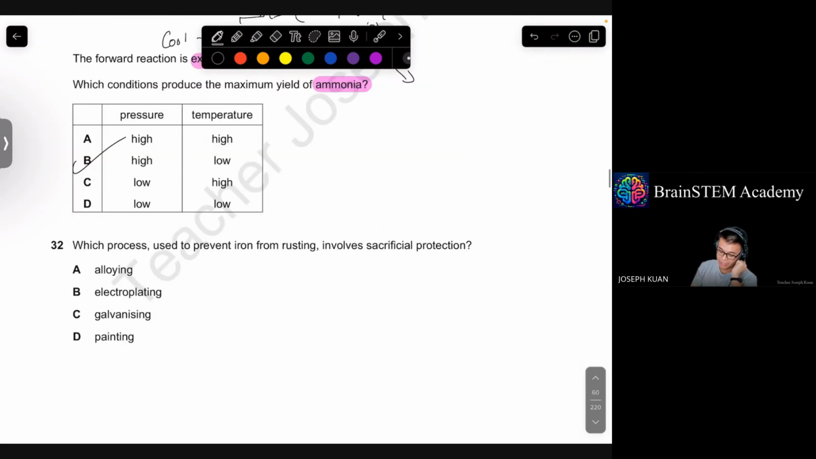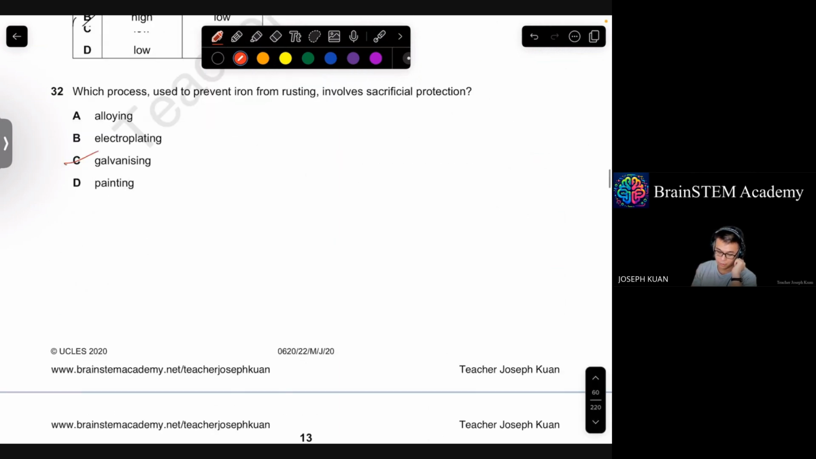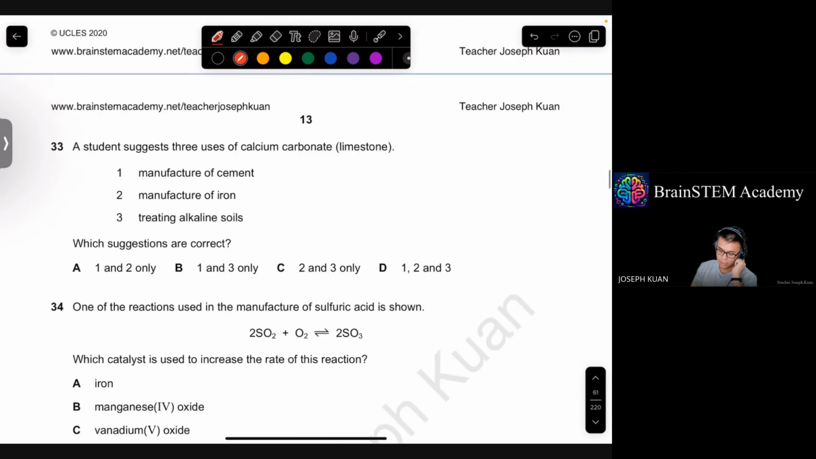Question 32. Which process used to prevent iron from rusting involves sacrificial protection? That will be galvanizing. Pretty much straightforward. Alloying is a mixture of metals. Electroplating is a different thing. Painting, those are not relevant to sacrificial protection. Question 33. A student suggests three uses of calcium carbonate, limestone: manufacture of cement, manufacture of iron, treating alkaline soils. Which suggestions are correct?